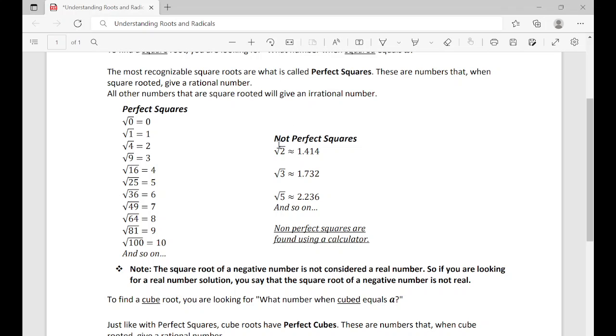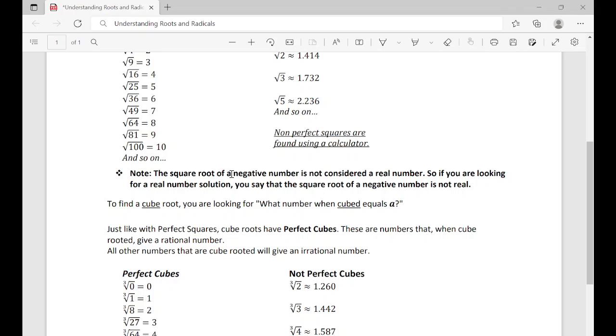However, there are non-perfect squares, and these are very difficult to actually compute, so usually you want to use a calculator, because the square root of 2 is about 1.414, the square root of 3 is 1.732, the square root of 5 is 2.236, and so on. So when it comes to these, use a calculator, but you can even use a calculator on the perfect squares if you just want to make sure.